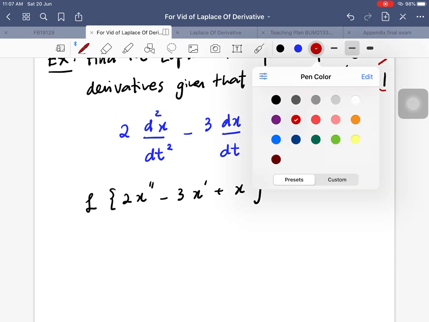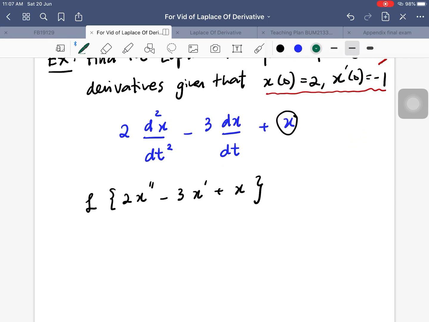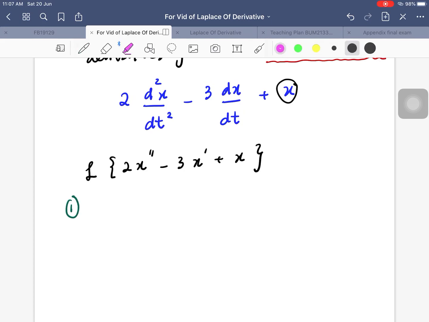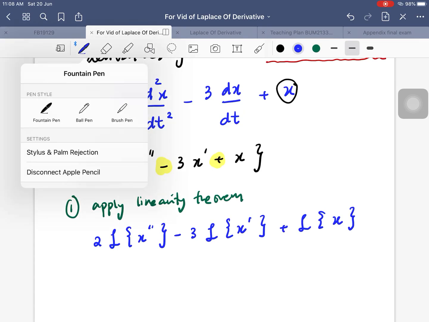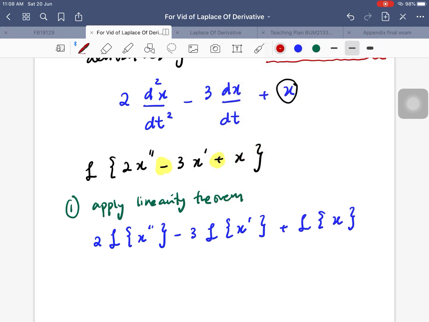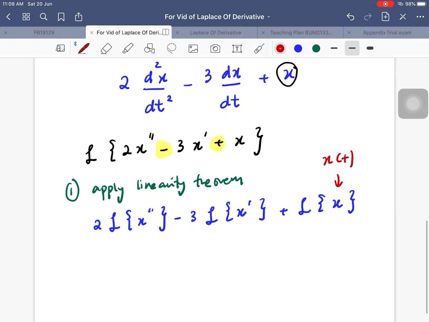Alright, so what we're going to do next, after we have got this form, is separate them, because each of them is going to be Laplace transformed separately. And of course, as I mentioned to you over and over again at the beginning of this chapter, whenever your function is separated by minuses and pluses, they are separated by using the linearity theorem. So now I'm going to apply the linearity theorem. When I apply it, I'm going to end up with 2, bringing out the constant, remember, Laplace of x double prime, minus 3 Laplace of x prime, and the last one is going to be the Laplace of the function x. And remember, this is not simply just x, this is actually a function x of t. Just don't write it.